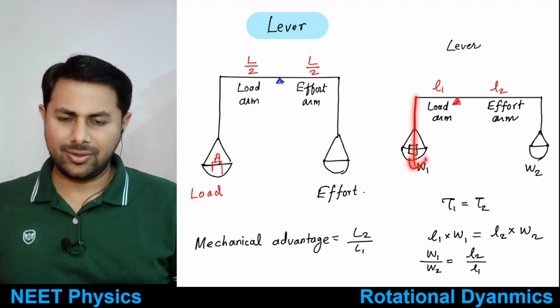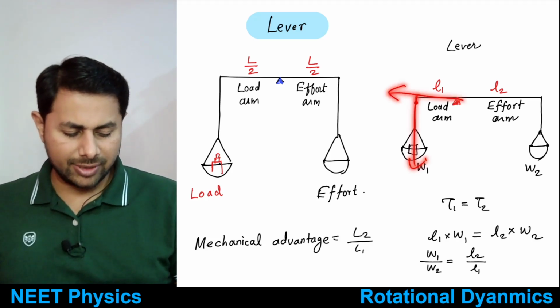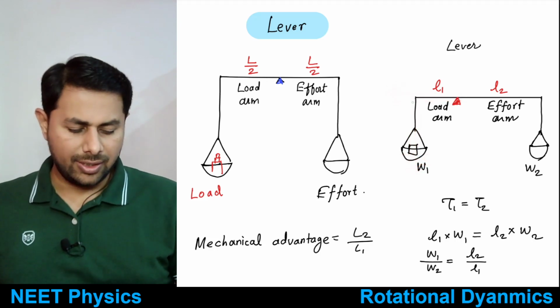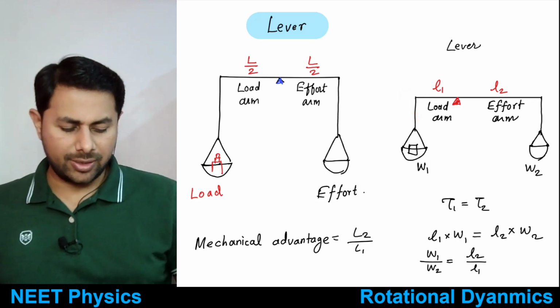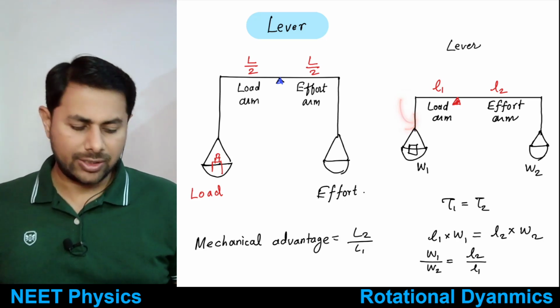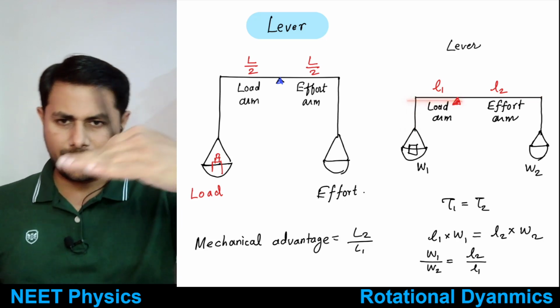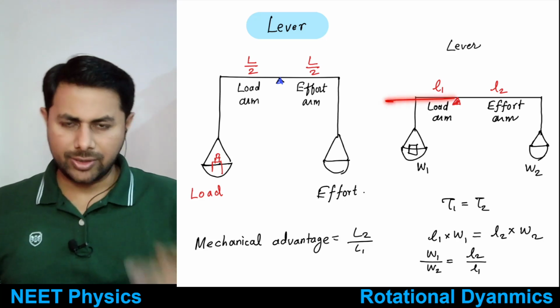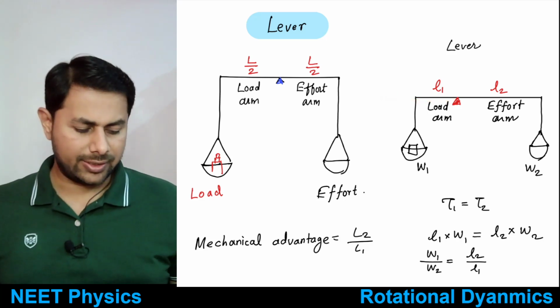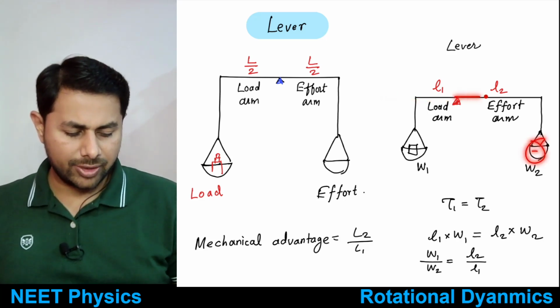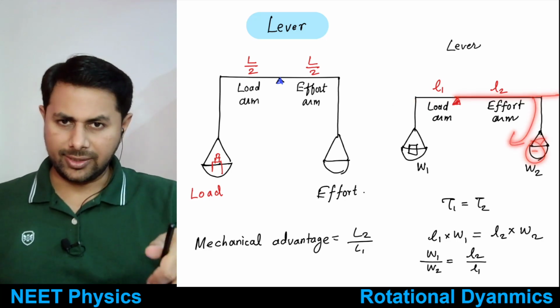And this is the weight. So if you do R times F times sine theta, then it is trying to rotate the body in anti-clockwise sense. What's the body? The lever, in anti-clockwise sense. So it will fall down like this. What about this weight? It wants to rotate the body in clockwise sense.